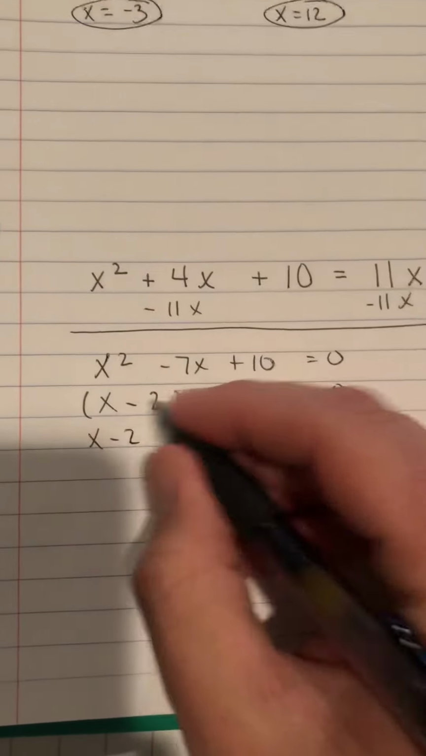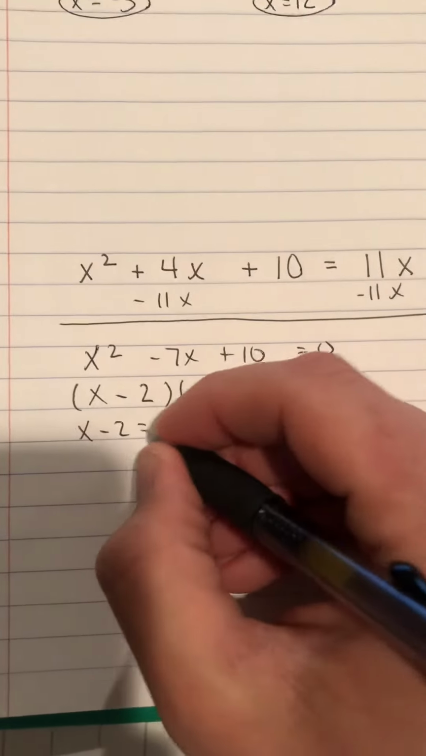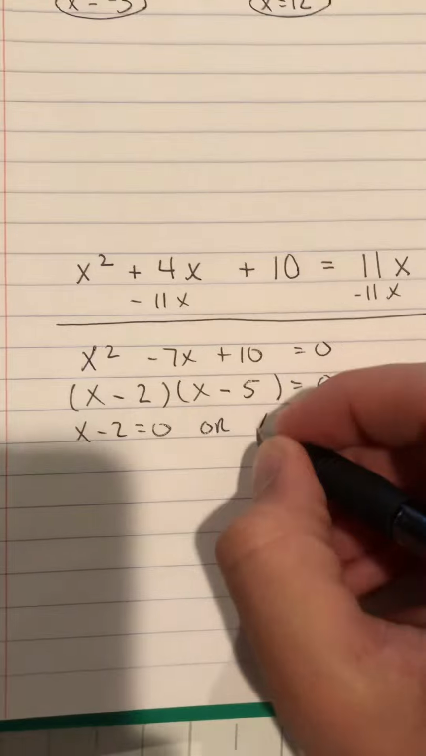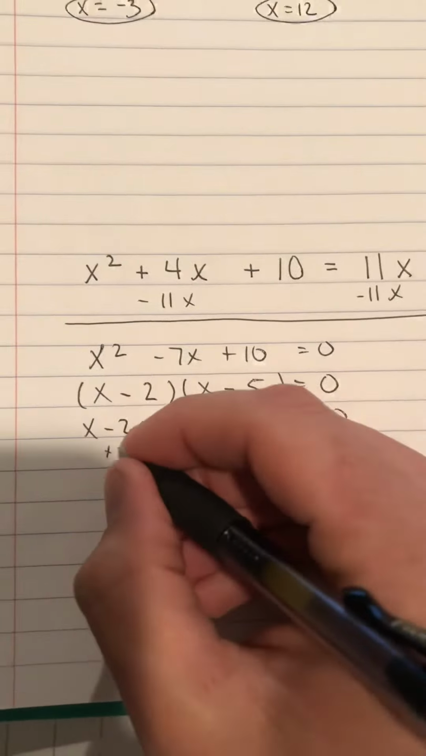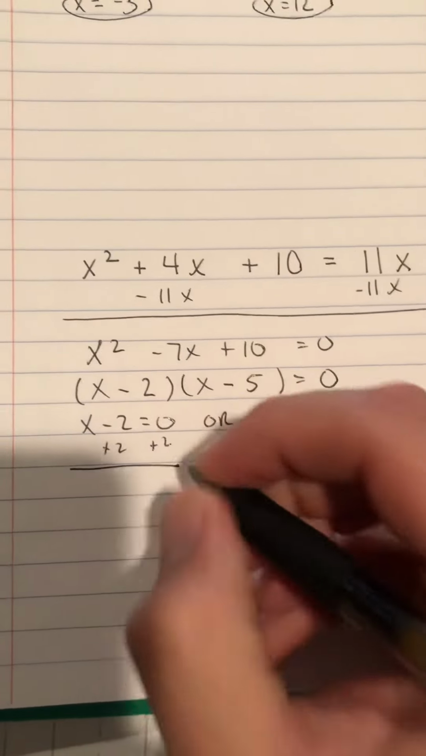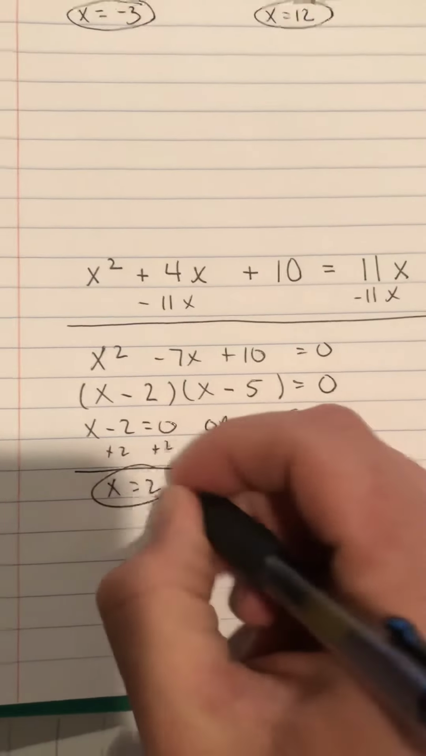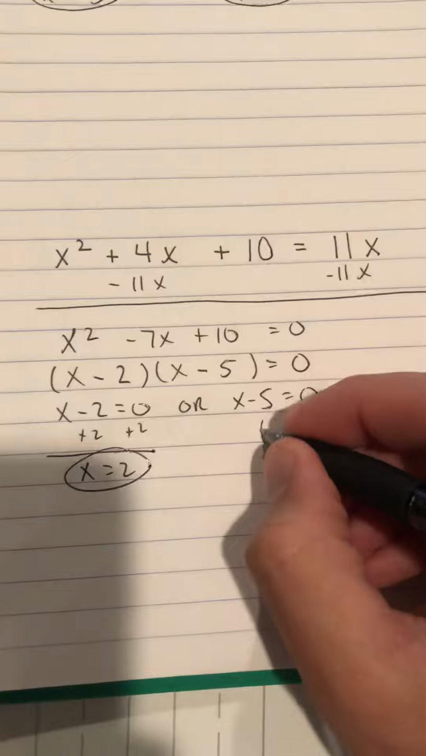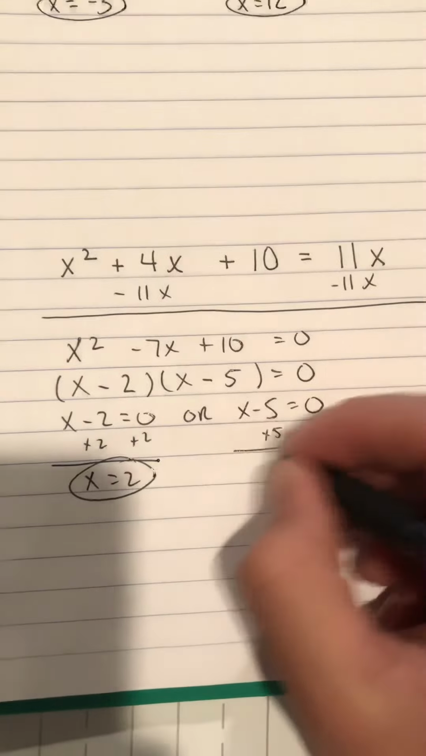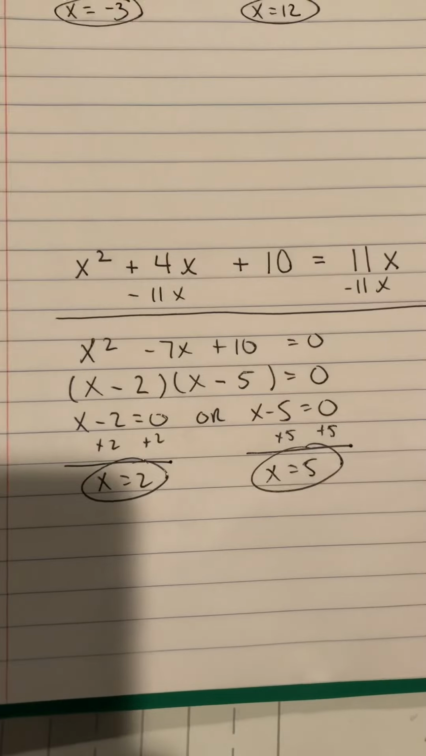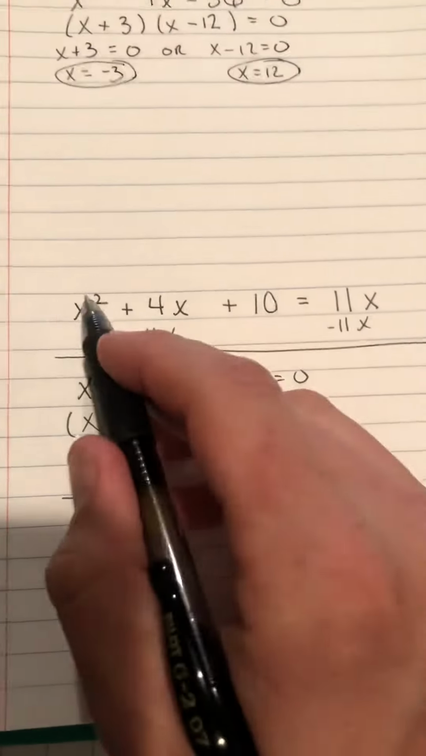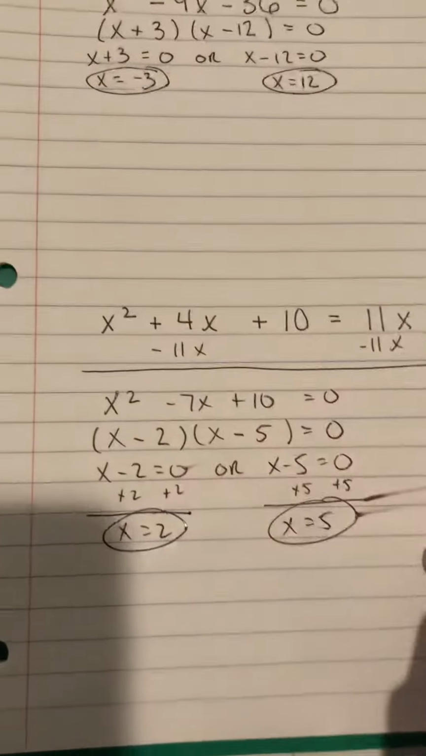Again, I have a quantity times a quantity equals 0, so I know the first quantity has to be equal to 0, or the second quantity has to equal 0. I add 2 to both sides on the left, and I get x equals 2 as one of my solutions. I add 5 to both sides on the right, and I get 5 as my second solution. Again, when I plug them back into the original statement, I will get true statements for both of them.